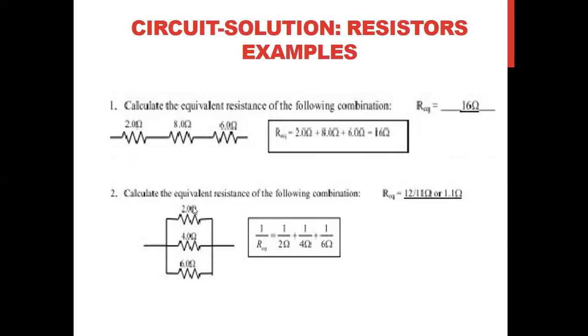with resistance 2 ohm, 4 ohm and 6 ohm. So the equivalent resistance: 1 by R equivalent equals 1 by 2 plus 1 by 4 plus 1 by 6. We calculate this, the value will be 11 by 12. R equivalent equals 12 divided by 11, which means 1.1 ohm.